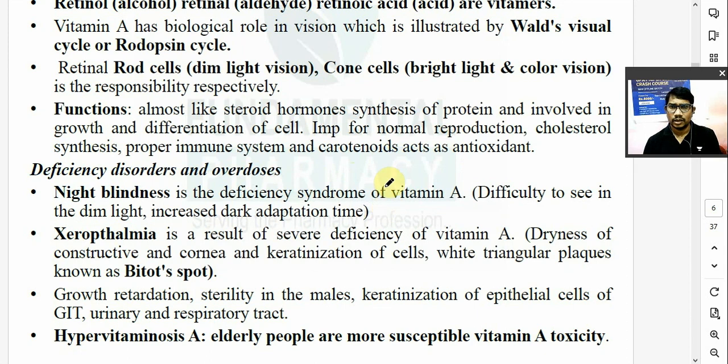Because water soluble vitamins are easily excreted. Whatever extra is there, whatever is not required for the body, that is being excreted. So it is easily excreted through the urine. That's why toxicity of vitamin B complex or water soluble vitamins is not possible.